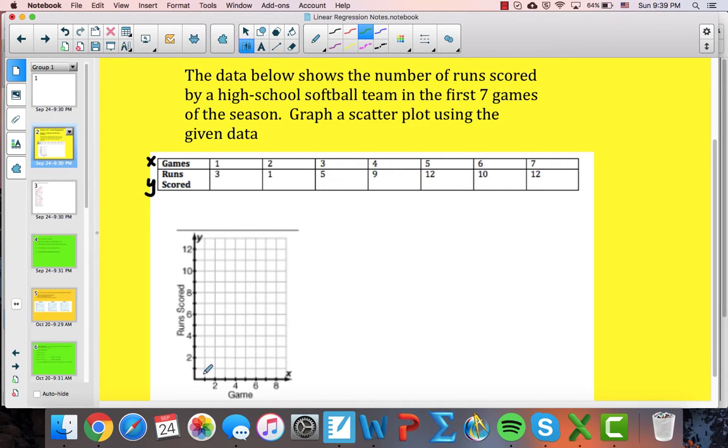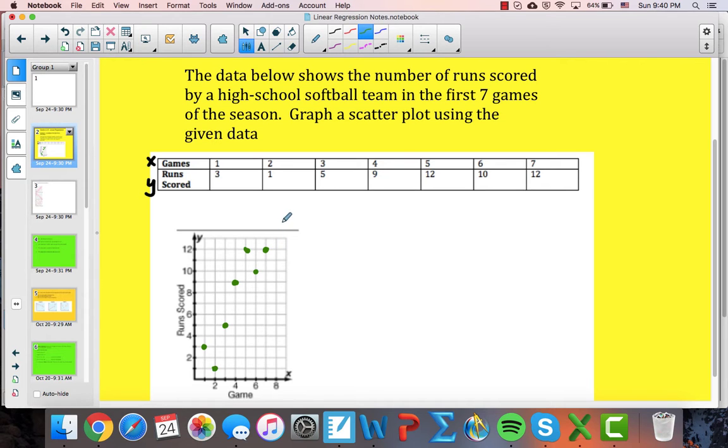So for one game, I had 3 runs. And notice that I plotted 1, 3. And then game 2, I had 1 run scored. And then game 3, I had 5 runs. And game 4, I had 9 runs. Game 4, 9. Game 5, I had 12 runs. Game 6, I have 10 runs. And game 7, again, I had 12 runs.